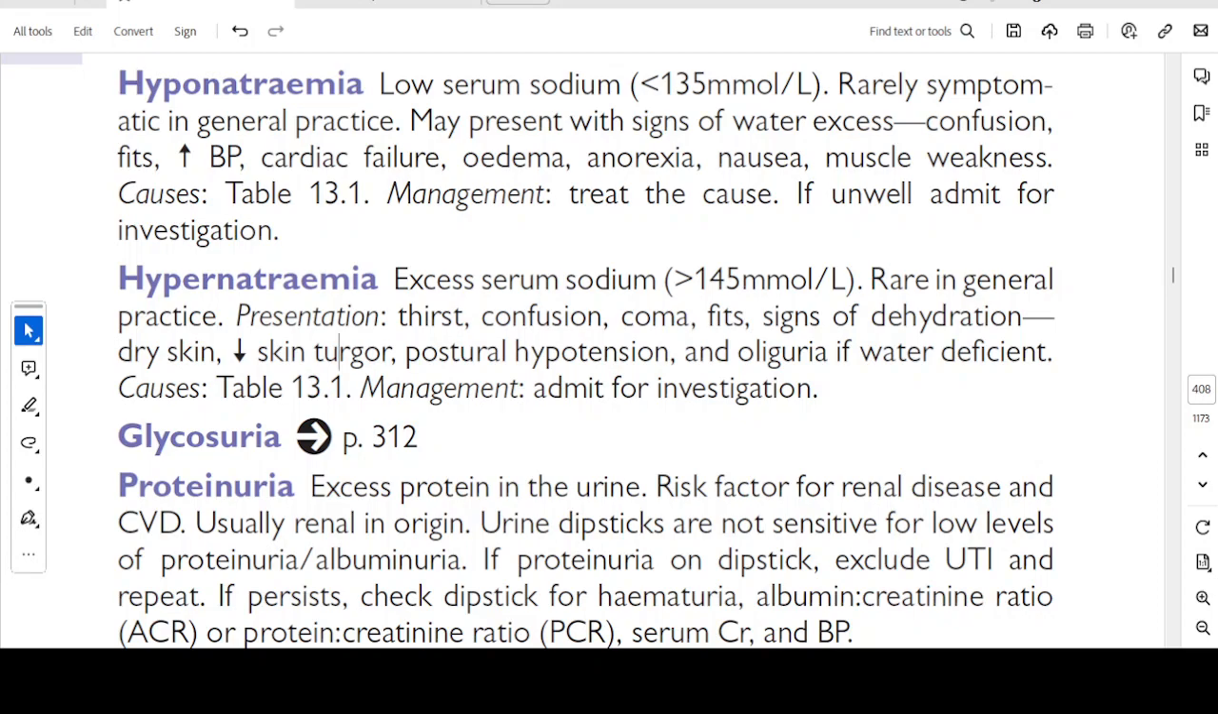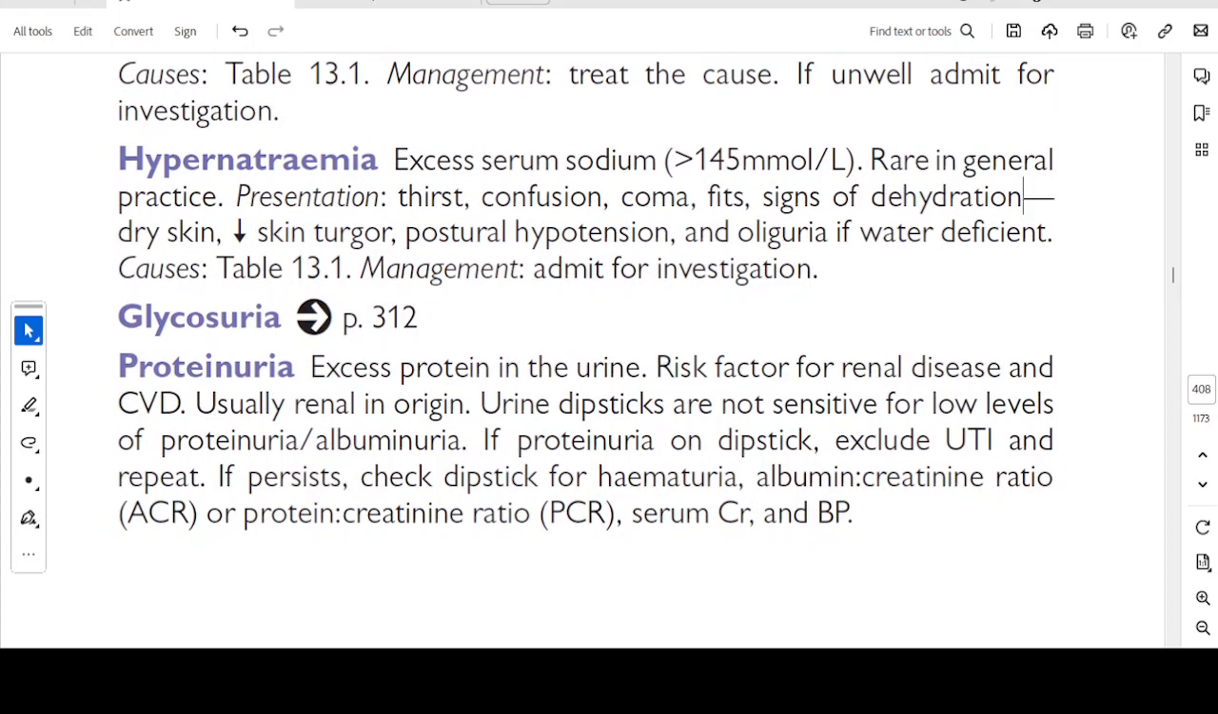Hypernatremia. Excess sodium more than 145 millimoles per liter, rare in general practice. Presentation: thirst. When there is excess sodium, there will be thirst, confusion, coma, fits, signs of dehydration like dry skin, reduction in skin turgor, postural hypotension, oliguria if water is deficient. Causes are mentioned in table 13.1. Management: admit for investigation.